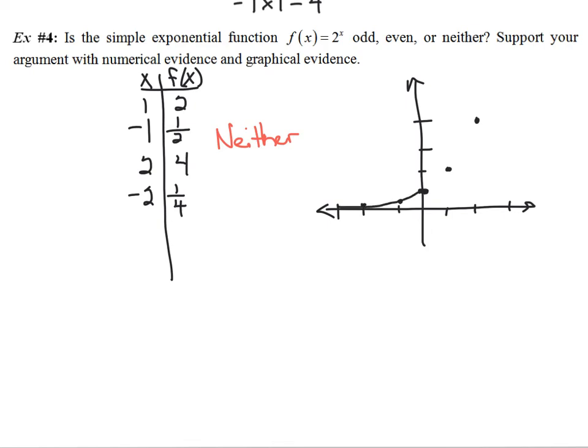So connecting these points, this is the graph of my exponential function. And clearly this graph is neither symmetric with respect to the origin, nor symmetric with respect to the y-axis. So again, that confirms the idea that this function, f of x equals 2 to the x, is neither even nor odd.